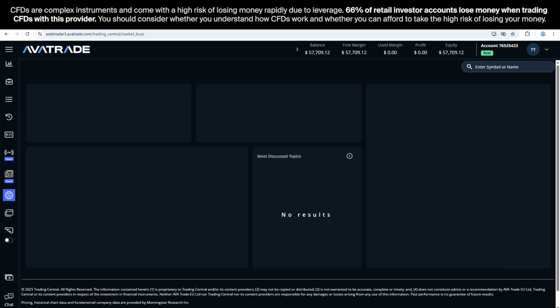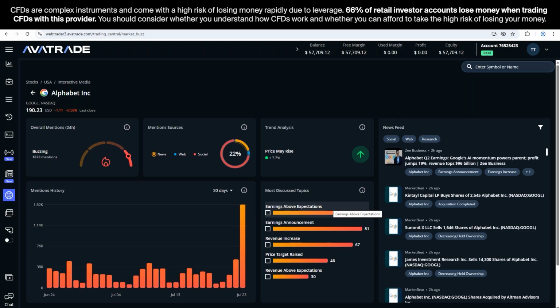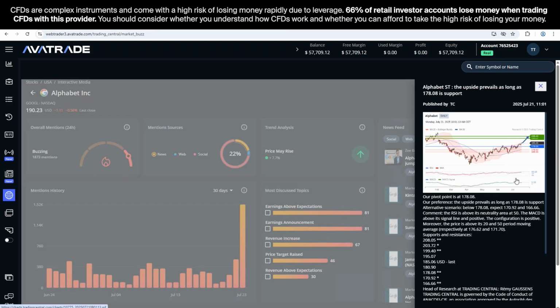Google, I saw, exceeded expectations on both revenue and earnings per share. So it makes sense that the price may rise 7.7%, they say. Okay, so the technical signal is here. If you want to look at the technical analysis, I think it's a good idea not to only look at fundamental analysis. So you can look, what's the technical signal? What do the analysts at Trading Central think?